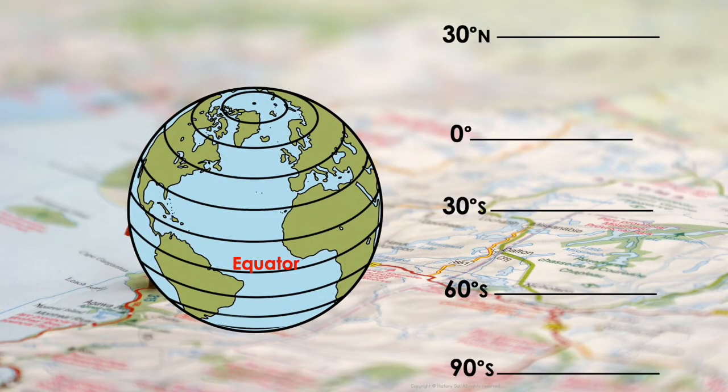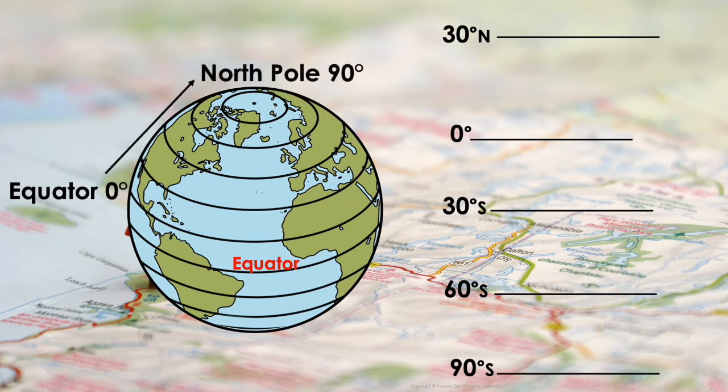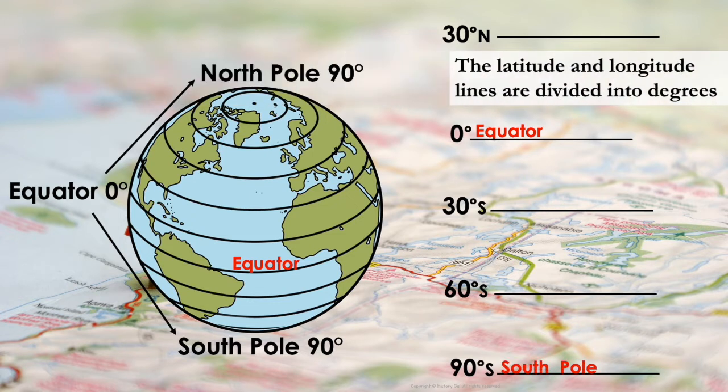Now you have the equator at 0 degrees. The North Pole would be at 90 degrees. All right? And then you have the South Pole at 90 degrees.